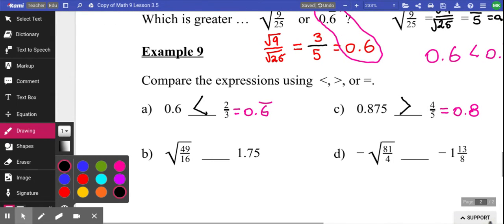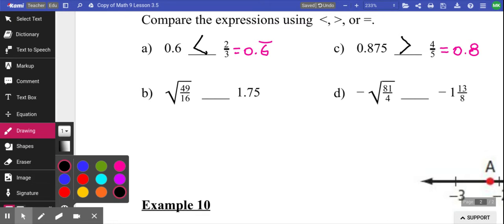Okay, if you look at B, to do B, I would deal with the square root. The square root of 49 over 16 is the same thing as saying square root 49 divided by square root 16. Then I would ask myself, what number times itself equals 49? Yeah, you got it. 7 times 7 is 49. That means the square root of 49 is 7. What number times itself equals 16? 4. You guys got it.